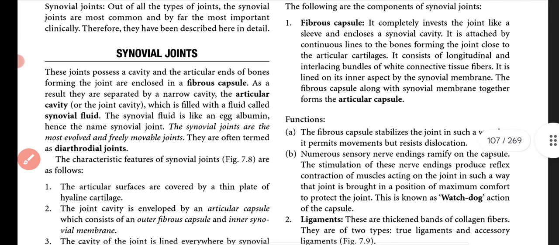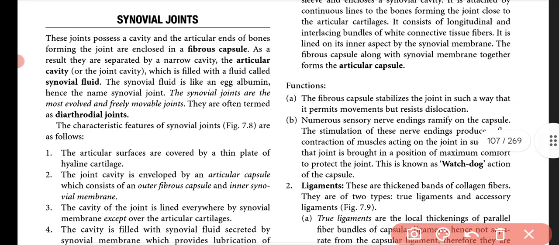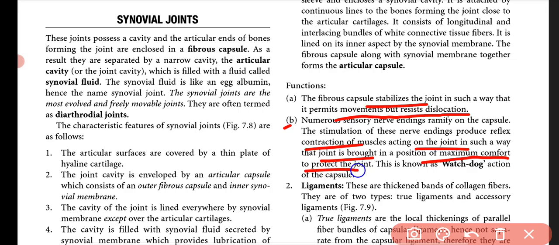What are the functions of the fibrous capsule? Number one, the fibrous capsule stabilizes the joint in such a way that it permits movement but resists dislocation of the joint. Number two, numerous sensory nerve endings ramify on the capsule. The stimulation of these nerve endings produces reflex contraction of the muscles acting on the joint in such a way that the joint is brought into a position of maximum comfort to protect the joint. That is known as the watchdog reaction of the capsule.